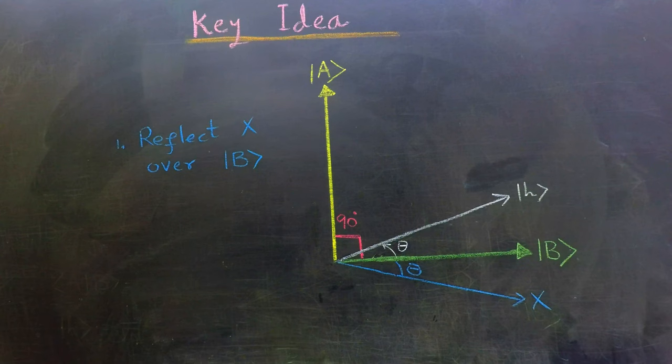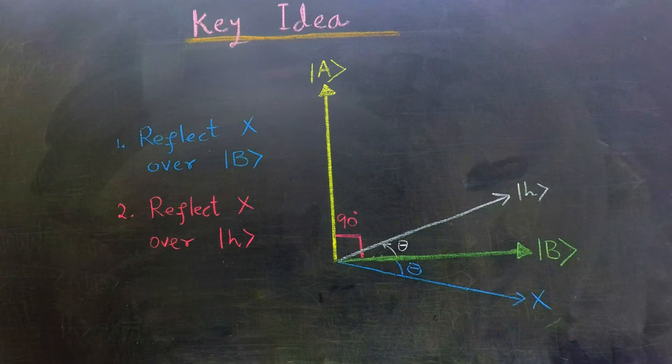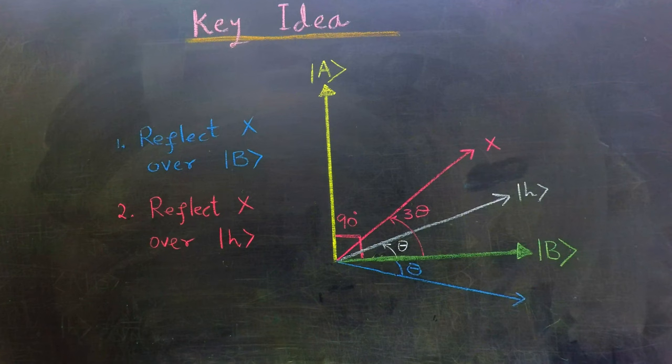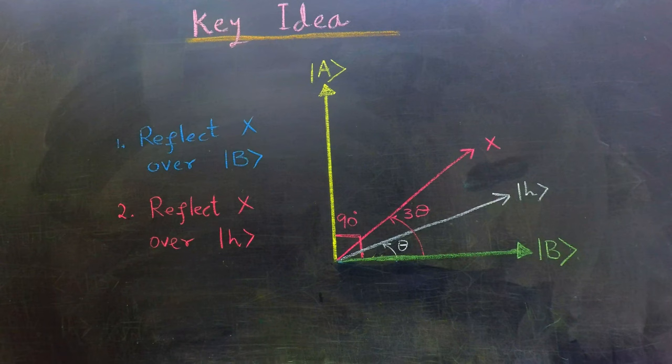Now we reflect X over ket H. Once again, the reflection will be in the opposite direction, but at the same angle. As the angle between register X and ket H is 2 theta, ket H will make a 2 theta angle with the reflection of X, which means it will make a 3 theta angle with ket B. These two reflections have moved register X towards ket A by an angle of 2 theta. May I say this again to emphasize? These reflections will always move X towards ket A by an angle of 2 theta.